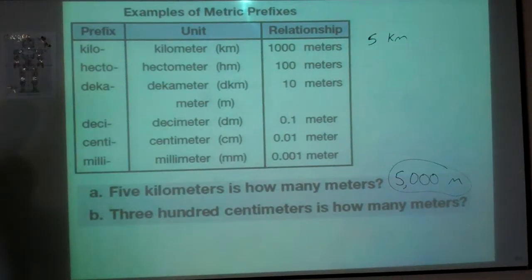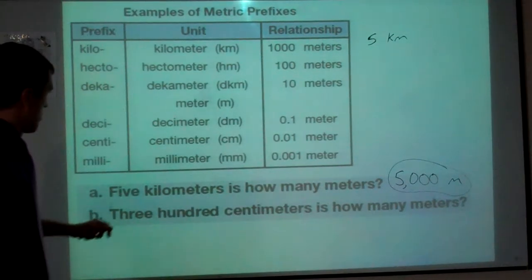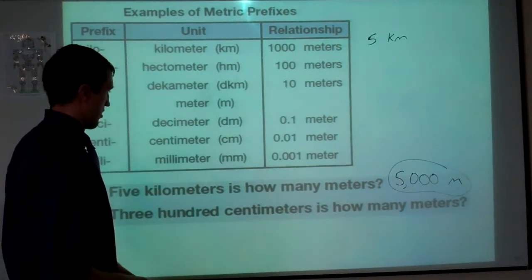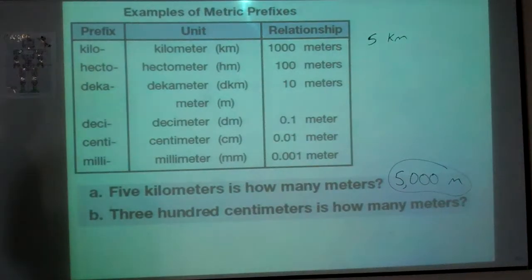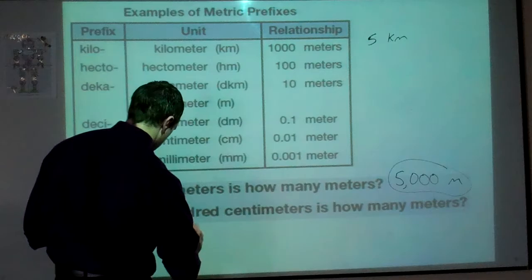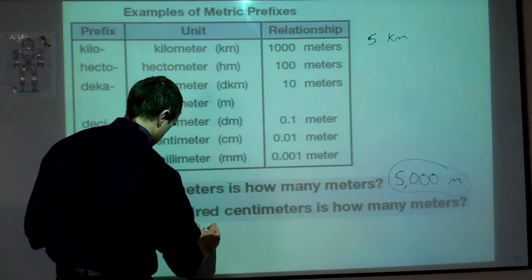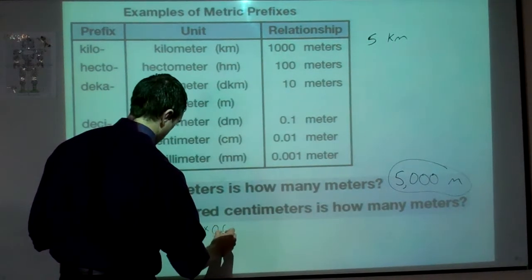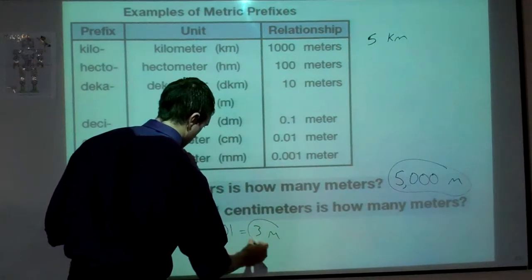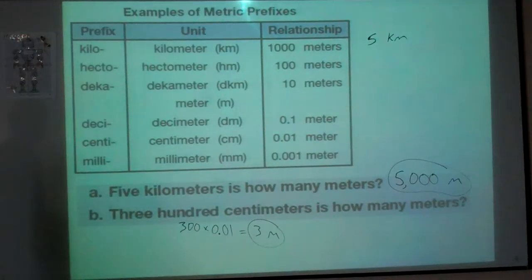Okay, this one I'm going to use the more mathematical way. So 300 centimeters is how many meters? Well, 1 centimeter would be 1/100th of a meter. So 300 centimeters should be 3 meters. That would be 300 times 0.01. So we should get 3 meters. Let's see if that makes sense here.